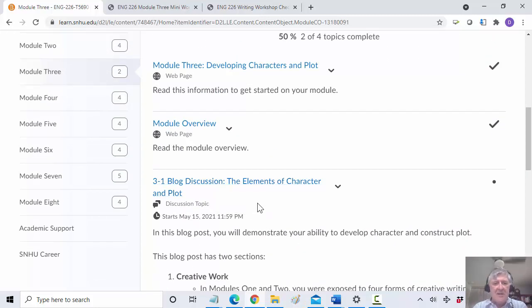I want to just call your attention to a couple of things. Some folks had struggled with getting the book, and there is a list in the announcements of the main points of the chapter in the book that relates to character. So I hope this is helpful.